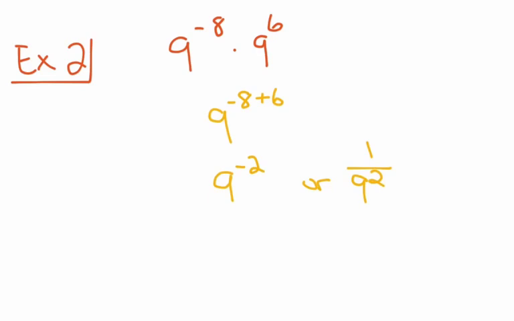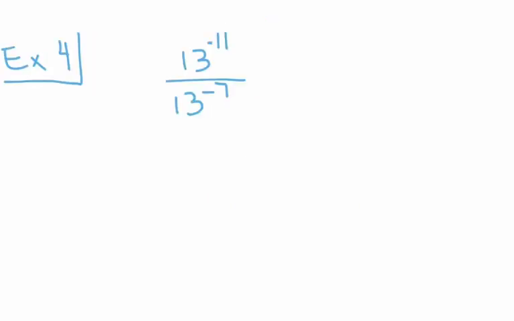Let's look at some examples where we are dividing powers with the same base. So for our first example, we have 13 to the negative 11th over 13 to the negative 7th. And this is actually our fourth example. I skipped the third one. I'll go back to that one in a moment.